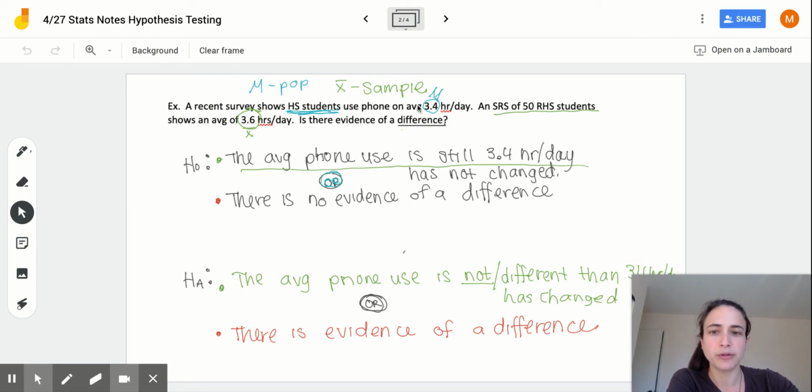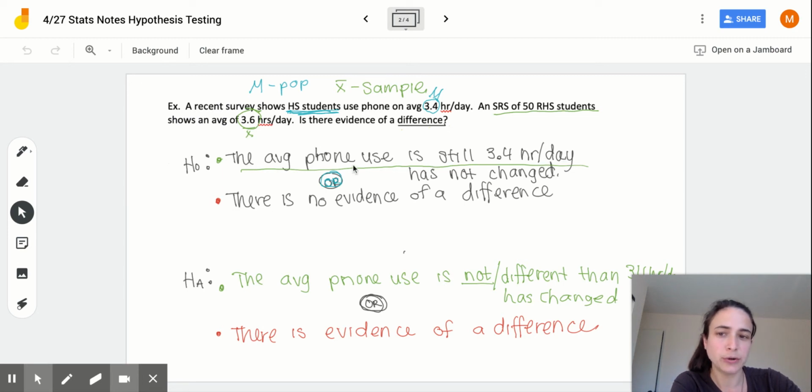So it should be about the 3.4. Now I've written you guys several ways to write H0 and HA, well really 2. You can choose whichever way is better for you. Some make more sense to some people than others.